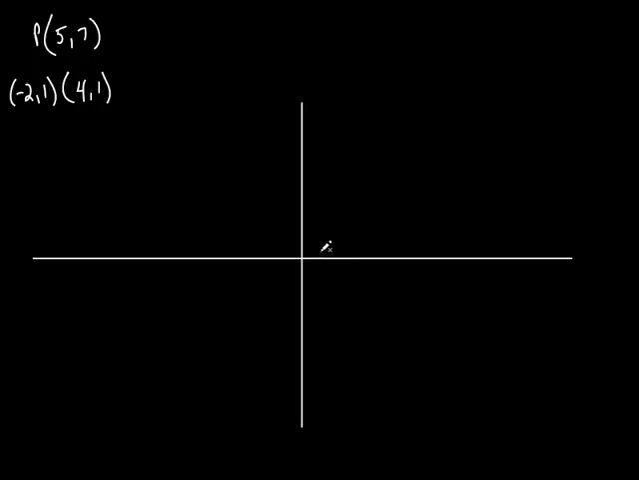5, 7. 1, 2, 3, 4, 5. 1, 2, 3, 4, 5, 6, 7. All right, so 5, 7. Let's do this in yellow this time. So, right, there's 5, there's 7, and there's our point. Everybody can do that, right? What else do I plot? We'll put this P. We'll make this P, and we'll even put 5, 7 right there. Label everything.